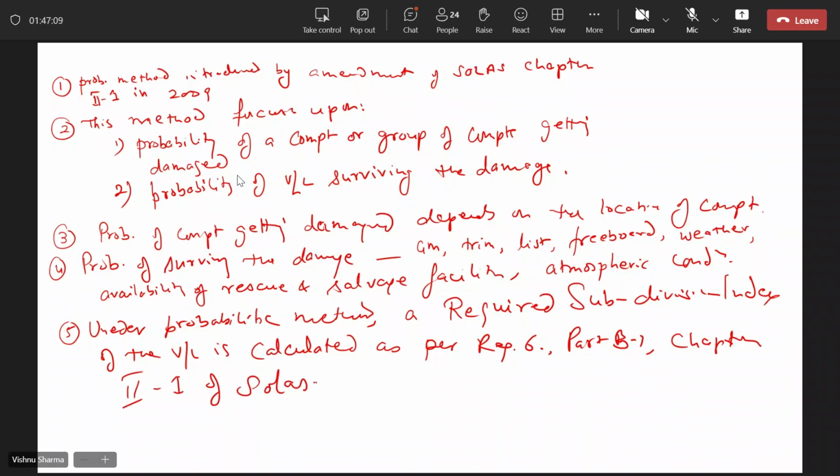Would you like to take a screenshot of this quickly, guys, if you want to? Can you read it afterwards? Will it make sense to you? Yes, sir. Okay. Taken the screenshot? Required subdivision index, index. Index is calculated as per regulation 6, part B1, chapter 2.1 of SOLAS, which is now coming up on the screen. Is that clear? Is it okay? Okay, sir.